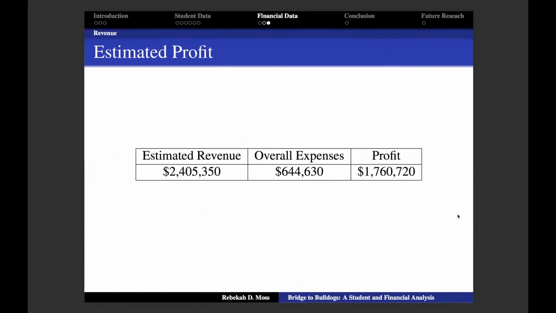Then using the estimated revenue from the summer Bridge students and the estimated overall expenses, I calculated the estimated profit of the program to be $1,760,720.